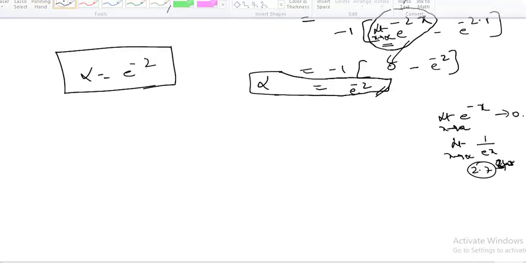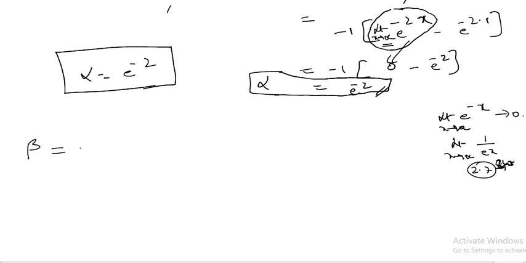ఓకే, నెక్స్ట్ we need to find beta, that is probability of type 2 error.